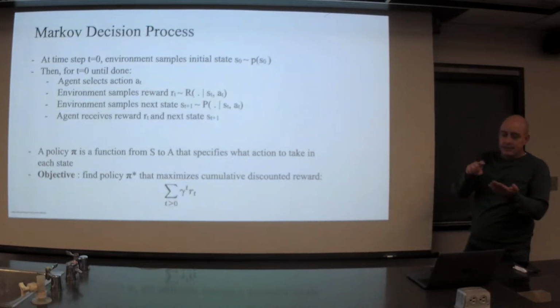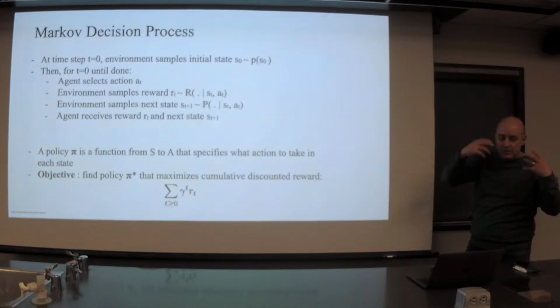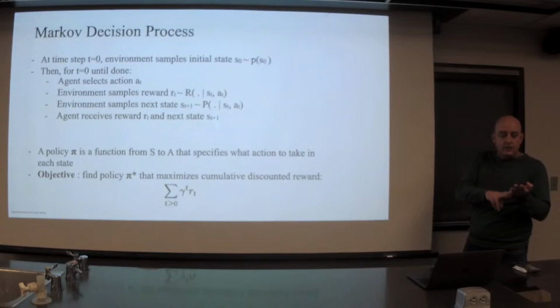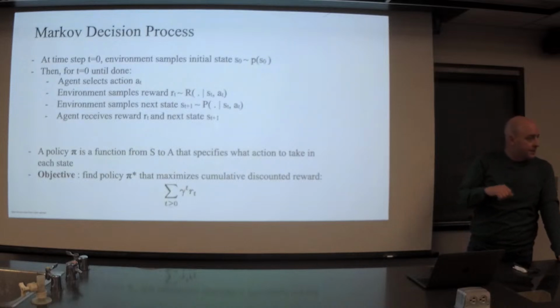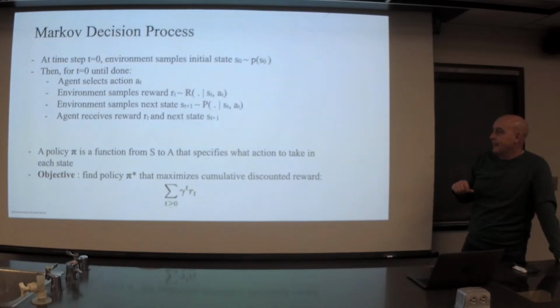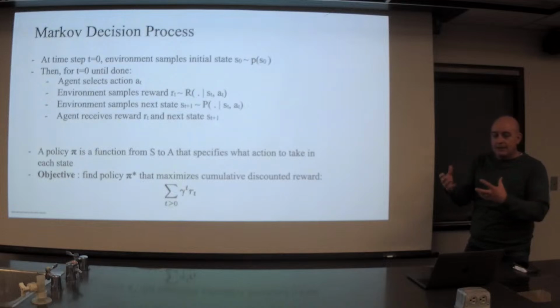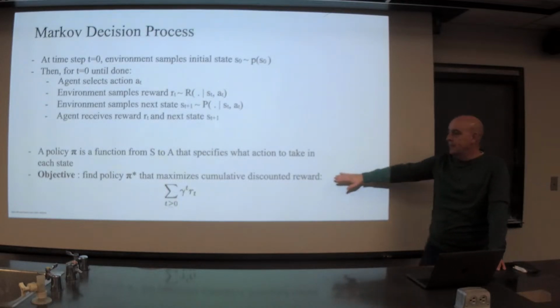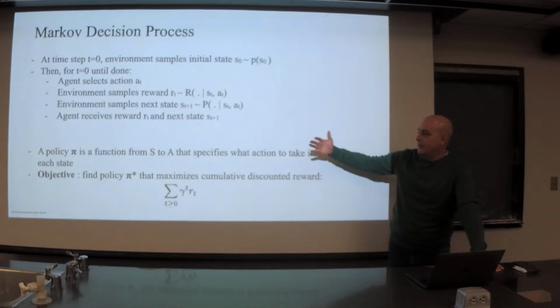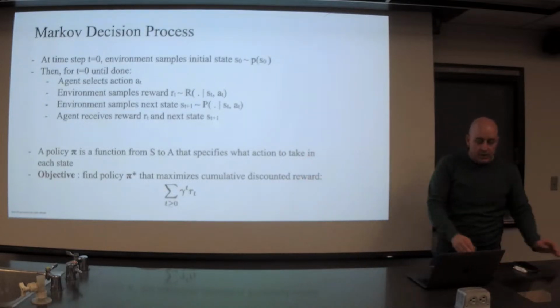A policy is the agent's decision-making process. It's what the agent uses. It's this function that takes us from the state we're in and produces the action that we're going to take. So it's a function from the state space to the action space. That's a policy. Given this state, what action will I take? And the objective here is to optimize that. We want to find an optimal policy somehow. So how are we going to do this?